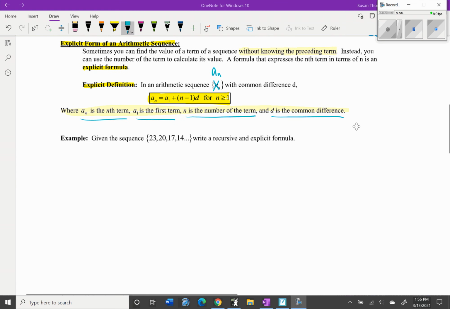So for this next problem, it says, given the sequence, we want to write a recursive and an explicit formula. The first thing I would do is figure out what my first term is and the common difference. So our first term, we can see from the sequence, would be that first number, which is 23. And we need our common difference. To find the common difference, you are just going to subtract.